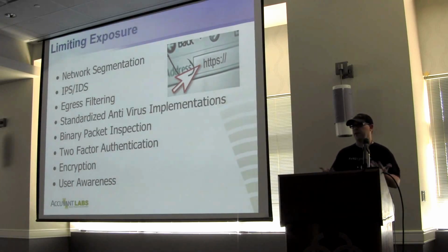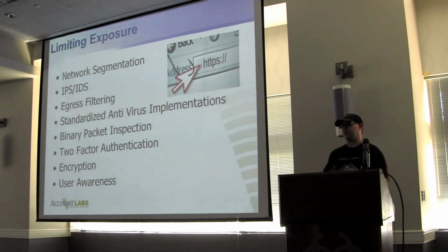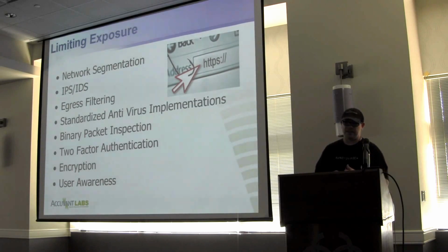Are you doing binary packet inspection? If something's going on 443, is it really the right traffic that should be going on that port? Are you using something where you can actually get in the middle of that communication, something like Blue Coat, that's going to analyze those packets?